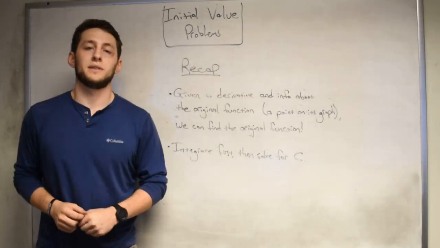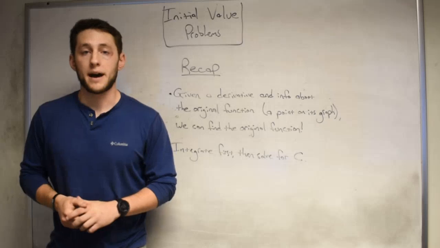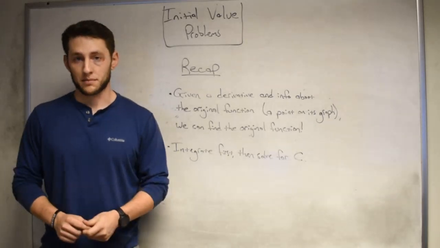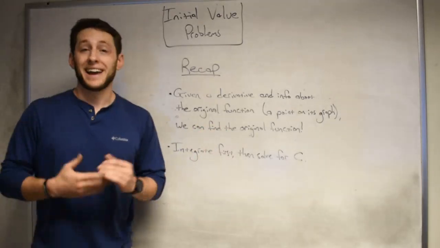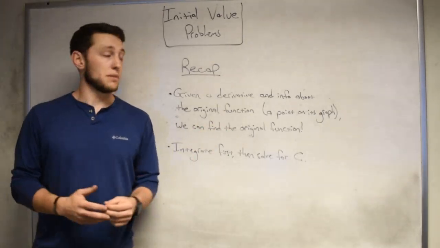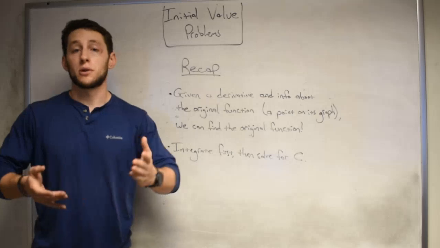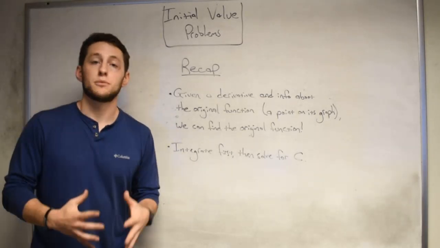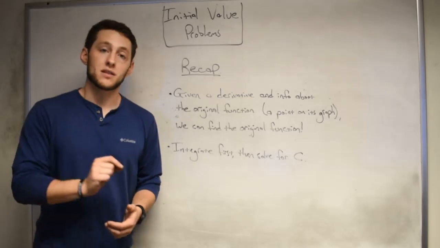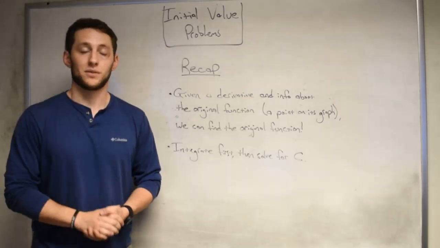Hey y'all, thanks for tuning in today. Now as a quick recap, what we discussed were initial value problems. In summary, what this said is given a derivative and some info about the original function, meaning a point on its graph, turns out we can actually find out what that c actually was and get our hands on the particular solution, the unique solution of what f of x actually was.